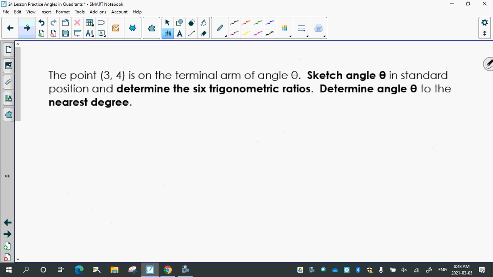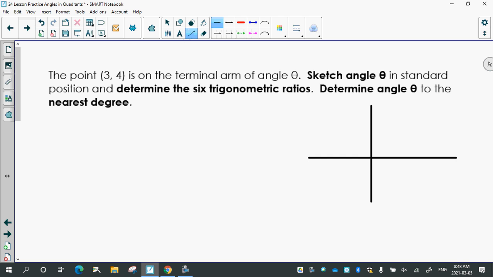So here's our first example. The point (3, 4) is on the terminal arm of angle theta. Sketch angle theta in standard position and determine the 6 trig ratios. Determine angle theta to the nearest degree. So you're going to start off with your ruler, and you're going to draw an XY axis and label it.